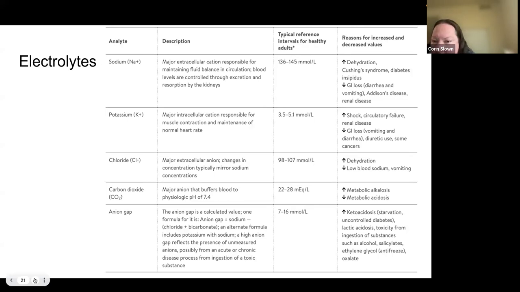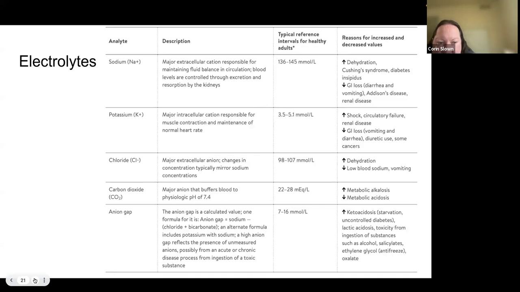And you'll notice again, vomiting and diarrhea are also reasons for a decrease in the amount of potassium. Sometimes there are drugs that are given as diuretics, and that can cause a decrease in potassium. And there are some actual cancers that can also result in a decrease in potassium.